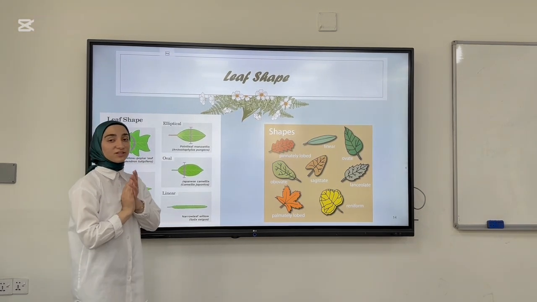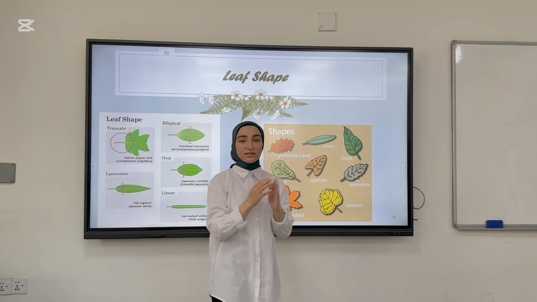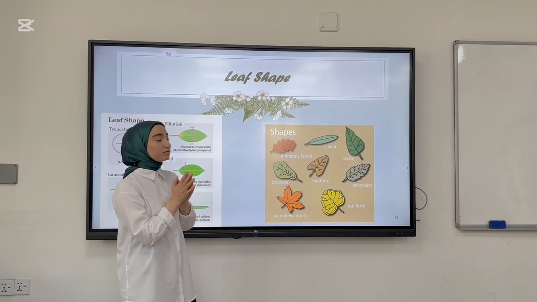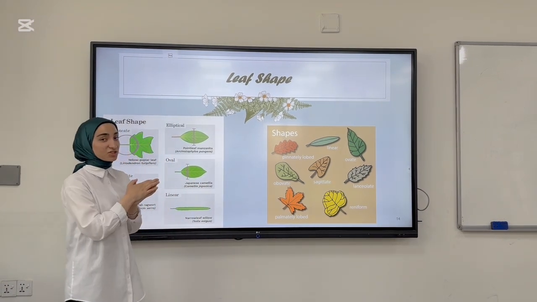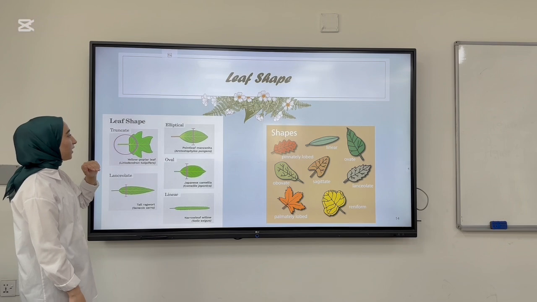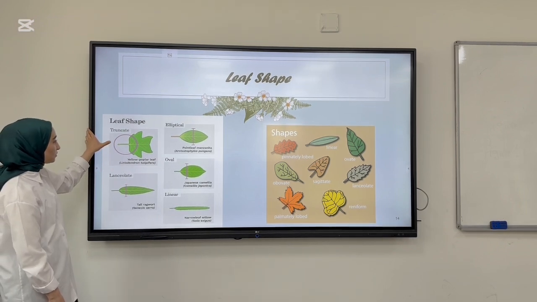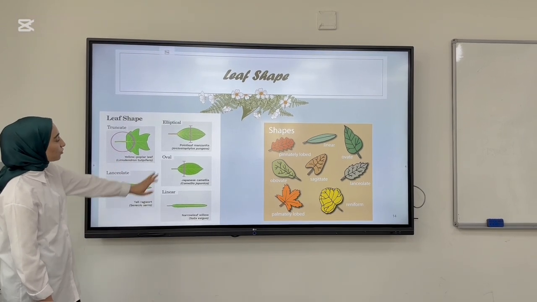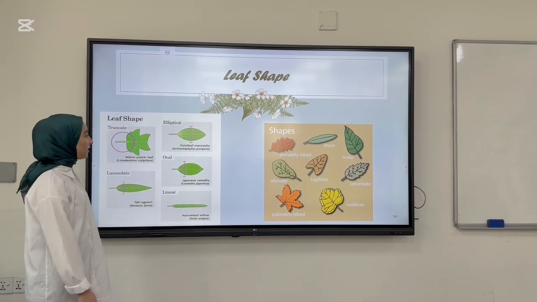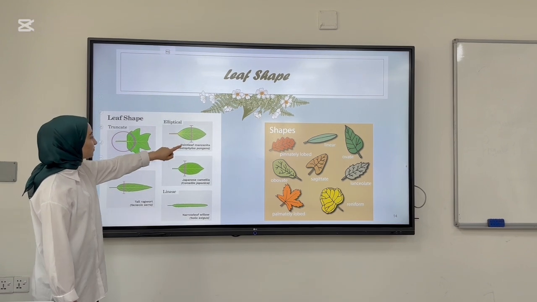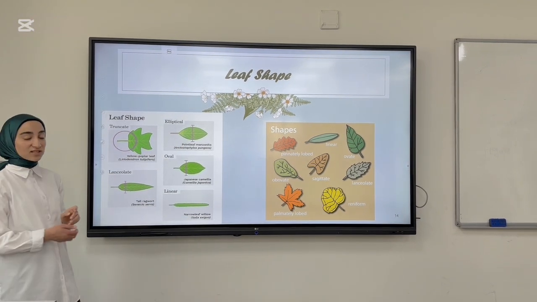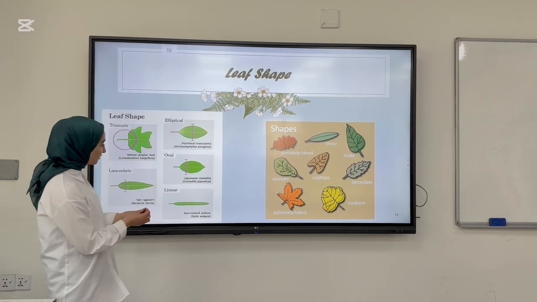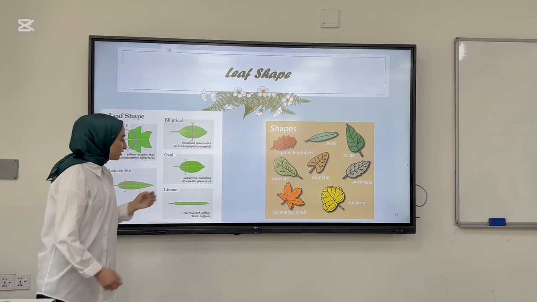And now we have different shapes of leaf. We talked about the types of the leaf, and also we have the different shapes. In here we have some different shapes. For example, this one is the cordate shape, and also this one is elliptical. As you can see, it's different. And also this one, lanceolate. This is the oval shape. It's like this one, oval shape.